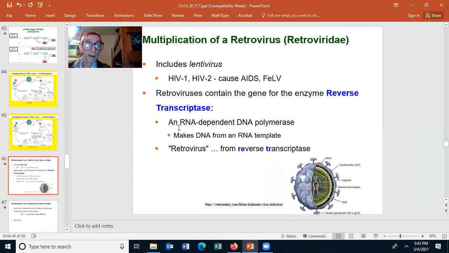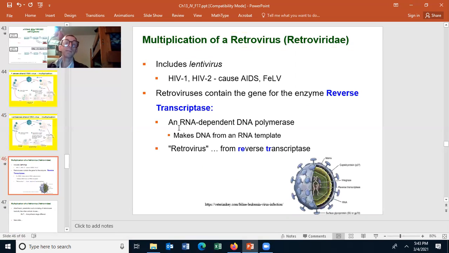All right. Let's talk about the retroviruses. You need to know that the multiplication of the retroviruses, the family Retroviridae, is a little different than all other RNA viruses. And you will understand why once I begin talking about it.